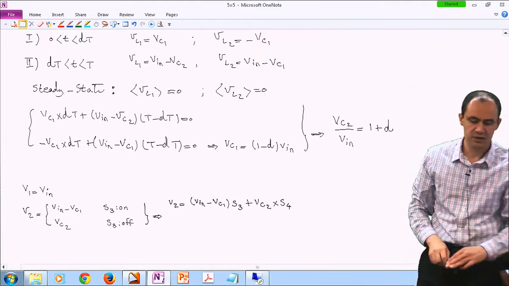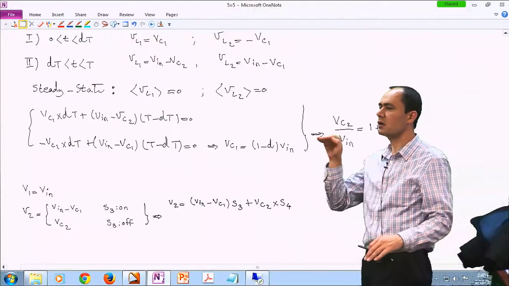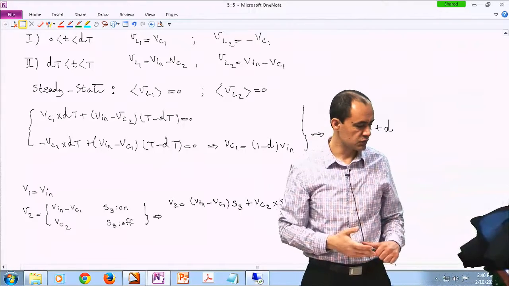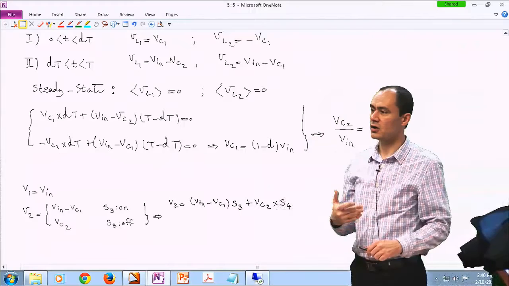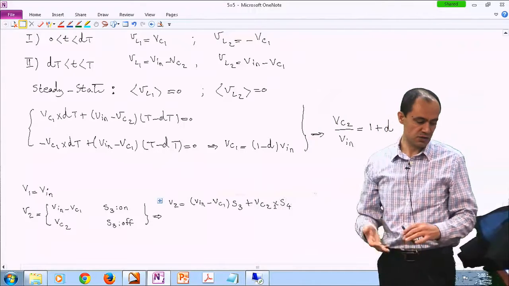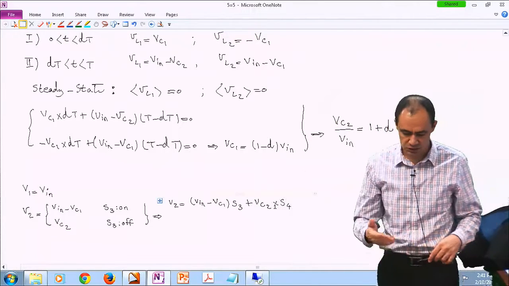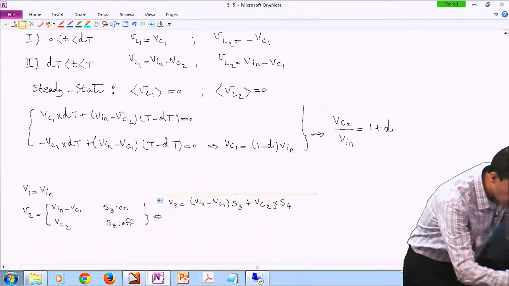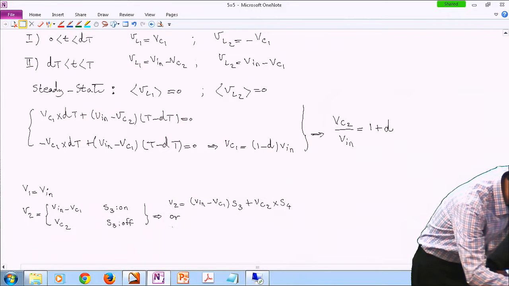Okay, what are S3 and S4? S3 and S4 are the commands that are applied to the switches. So if the switch is on, S3, for instance, is 1. If switch 3 is off, S3 is 0, and so on and so forth for S1 and 2 and 4, basically. Or you can rewrite it in this way.